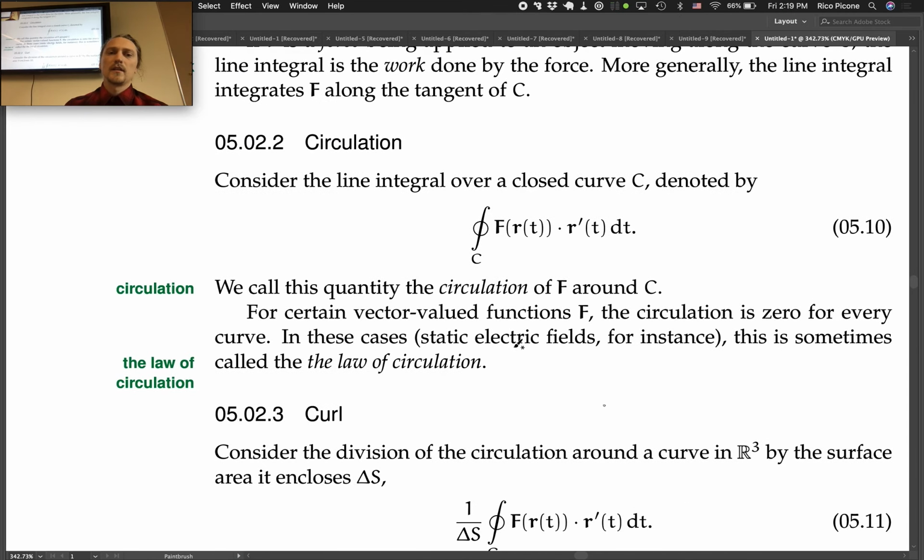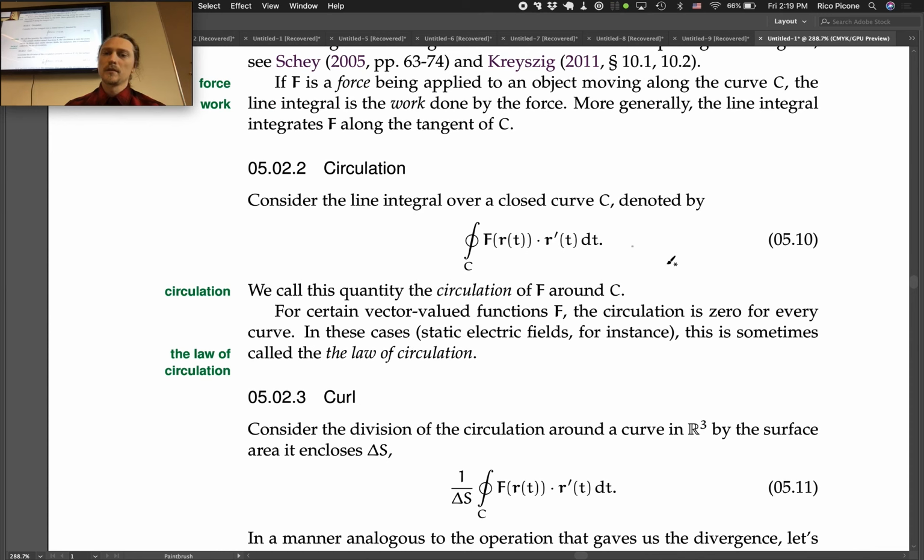Circulation. Consider the line integral over a closed curve C. Closed curve. What is a closed curve? The end and the starting point are the same. Right, exactly. So the starting point and the ending point are the same, it comes back onto itself. It's denoted by the same expression, but with a circle, or sometimes an oval, around the integral. We call this quantity the circulation of f around C.